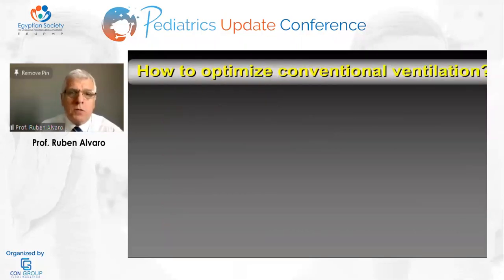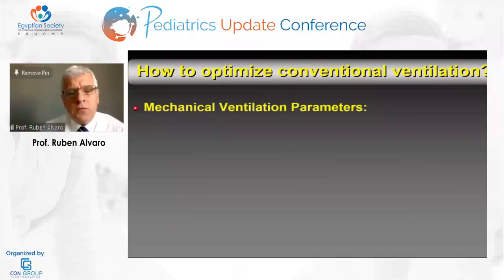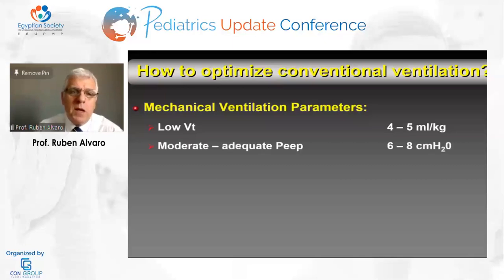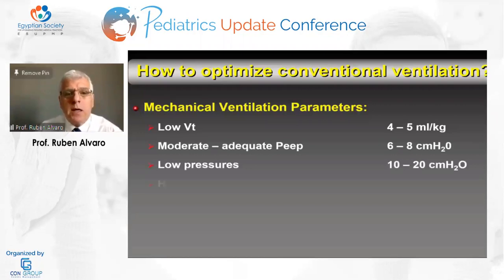Okay? So just to give you a brief example of more or less general parameters that we use for mechanical ventilation, try to use a low physiologic VT, usually between 4 or 5 mL per kilo. Again, it depends on the size of the patient, depends on the pathology you're dealing with. Use moderate to adequate PEEP, 6 to 8, but again, use your pulmonary waveform to determine what will be the best one. Try to always aim for low pressures, 10 to 20.